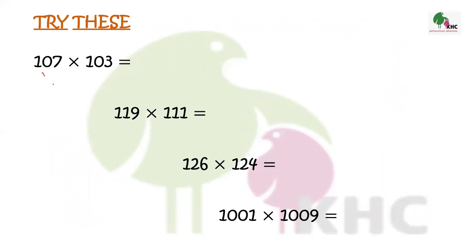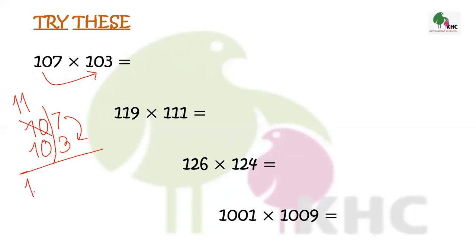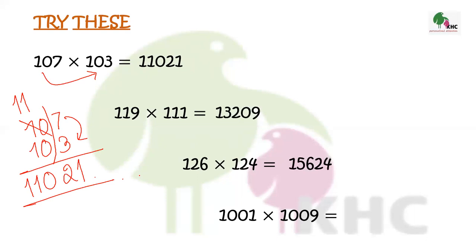If you want to see this, it's again easy. In 107 times 103, the last units digits add up to 10, while the remaining digits are the same. After 10 comes 11, so we multiply 11 with 10. The answer is 110. 7 times 3 is 21. Write it as 21 itself. Therefore, the answer is 11,021. Again, you can try these 3 more questions and verify your answers as well.